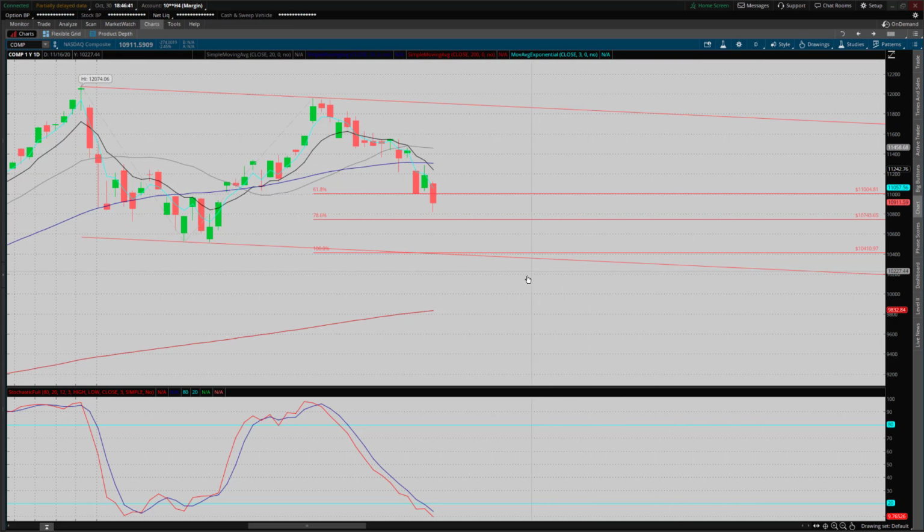Especially with such a nice, defined catalyst like the election. I mean, you can guarantee there are so many market participants just on the sidelines waiting for that to clear up before they jump back in. And that's probably the psychology behind this drift down.